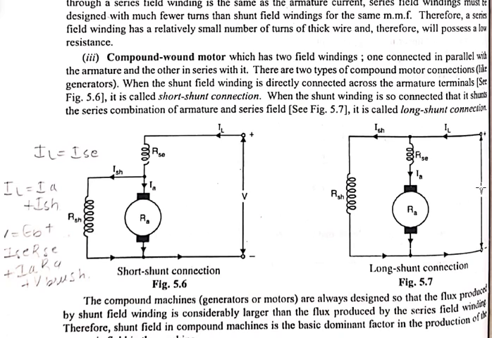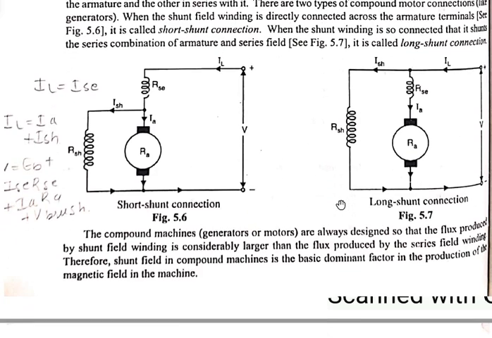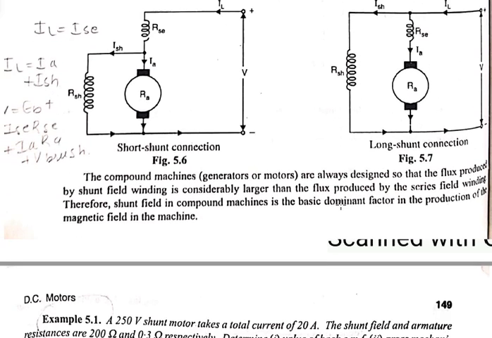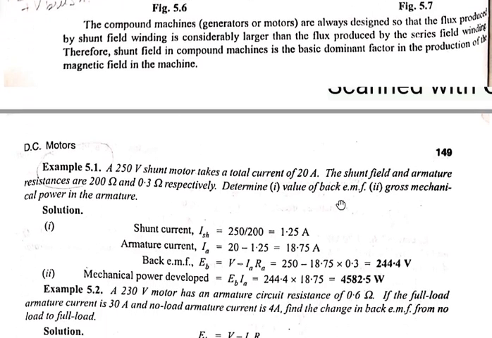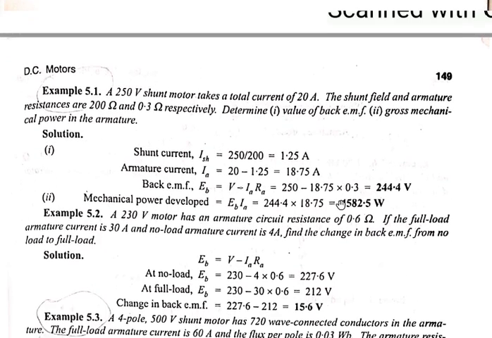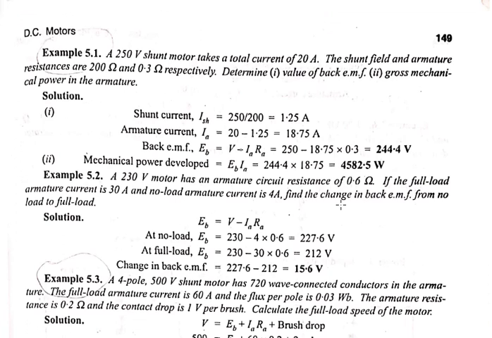Or we can also say the applied voltage is the same between these 2 points. So V is equal to ISH into RSH. So based on these relations, we will see this in the problems also. The same relations would be there in the problem. While solving the problem, we can re-emphasize the relations.